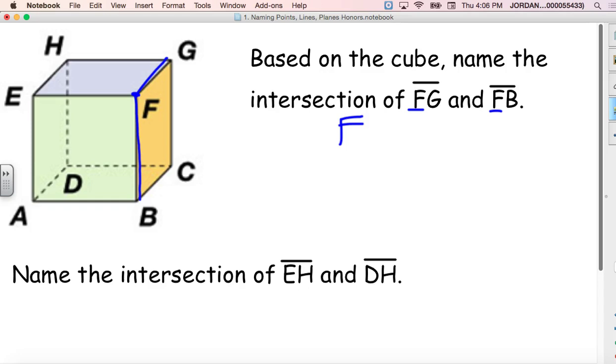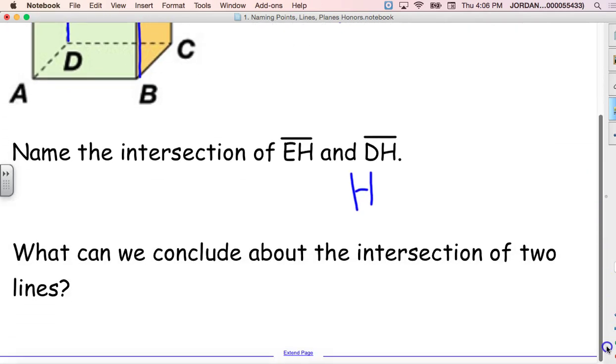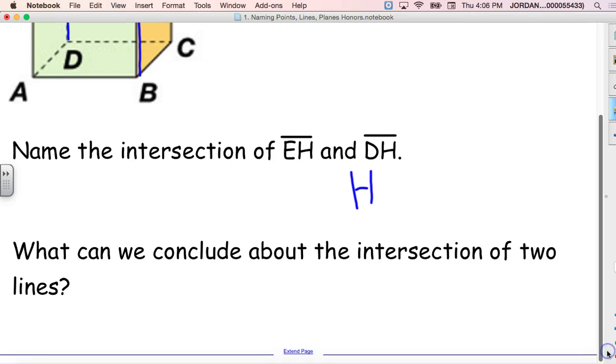Now, what is the intersection of EH and DH? EH, DH intersect at point H. So pretty basic right there. What do we conclude about the intersection of two lines? Again, we said that they're going to intersect at a point. Okay, two lines intersect at one point.